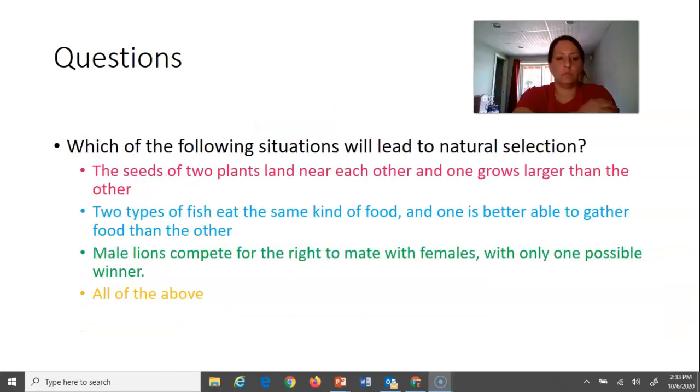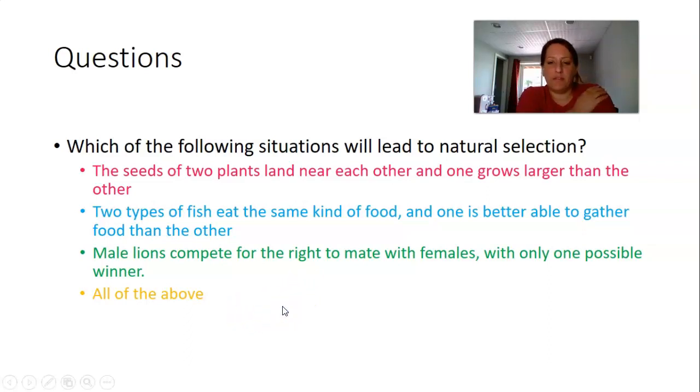So the next question: which of the following situations will lead to natural selection? In pink, the seeds of two plants land near each other and one grows larger than the other. Blue, two types of fish eat the same kind of food. One is better able to gather food than the other. Green, male lions compete for the right to mate with females, with only one possible winner. In yellow, all of the above.